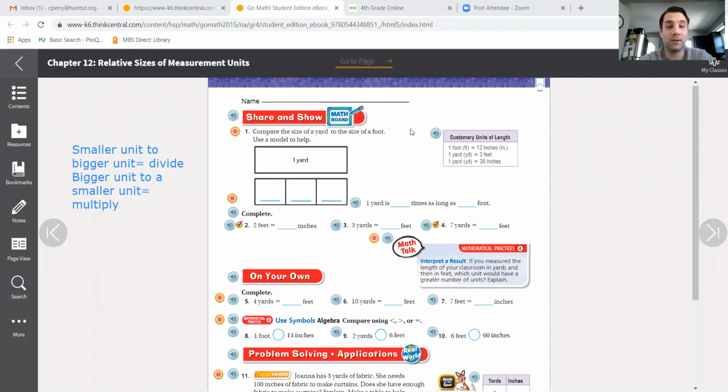Okay, so let's think about this. We are going to convert 1 yard into feet. So how many feet? We're going from a bigger unit to a smaller unit, so we're going to have to multiply, or we can also just use our table over here. How many feet equal 1 yard? Anybody?